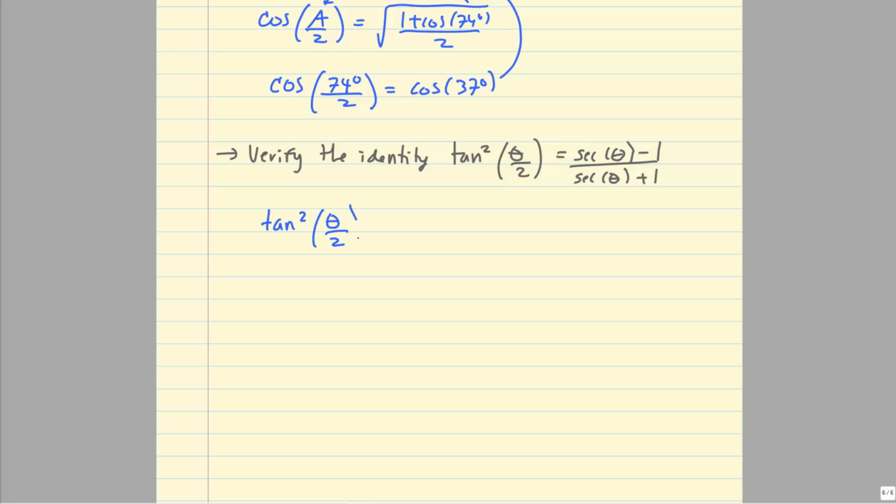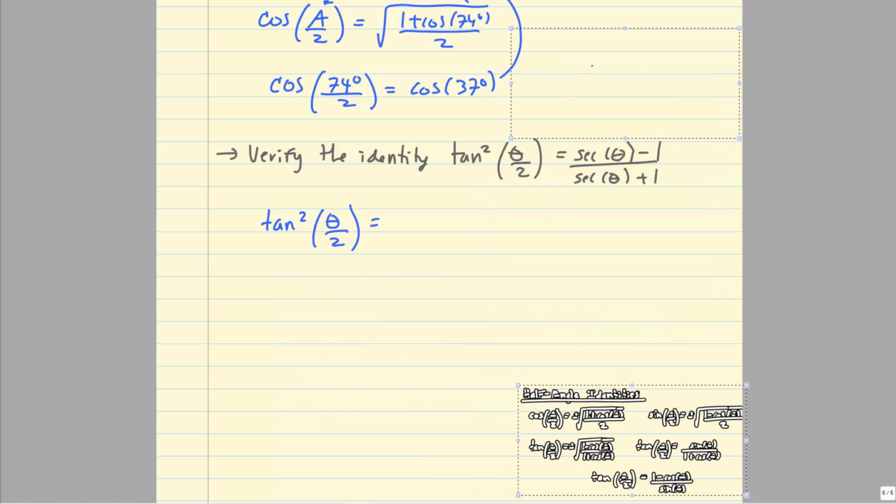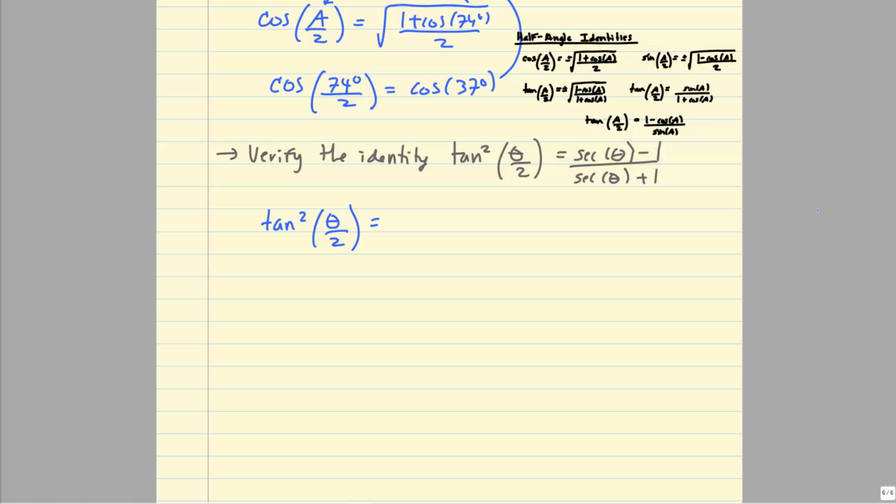So tangent squared theta over 2. Okay, well, let's go ahead and pop in our formulas again. So tangent squared theta over 2. I'm going to put them right up here. So I think that what we could use here, I'm looking at this and I'm thinking that secant relates to cosine, so I think I want to use this one right here because they both have cosine. So this would be plus or minus square root 1 minus the cosine of theta over 1 plus the cosine of theta. So that's how we can get started here.